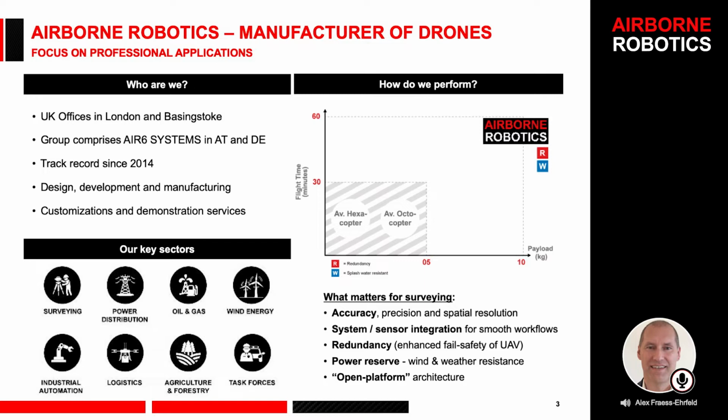And then power reserve, so wind and weather resistance. Our systems typically have 65% power reserve. It's very important in harsh weather conditions, when the drones have to even out and balance out continuously, that they have enough reserves to actually perform the tasks they have to do. And then last but not least, our open platform architecture, which is very important, so that our customers can integrate all the sensors and all the best ingredients on the market according to their wishes and orders.